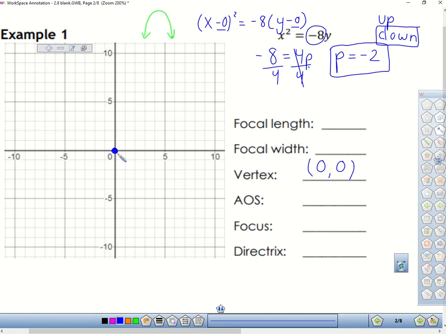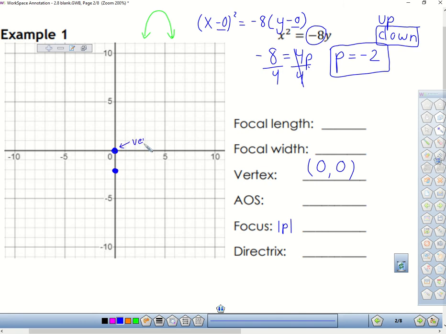Above. Below. That's the only way it's going to sit inside, right? And the distance to the focus is always the absolute value of p from the vertex. So what is the absolute value of p in this case? 2. So it's always 2 units from the vertex. Well, it's not always 2. It's always absolute value of p units. In this case, it's 2.